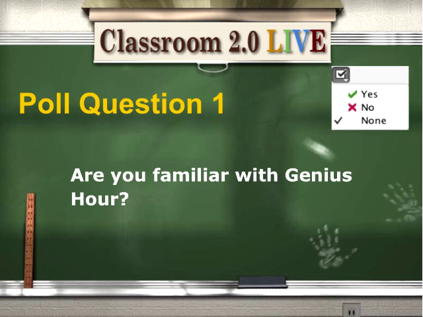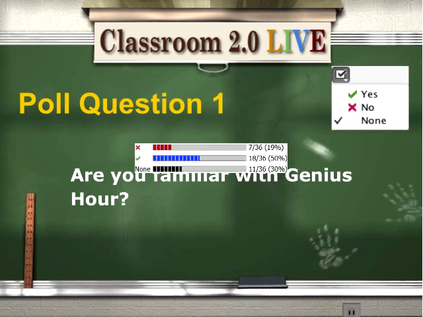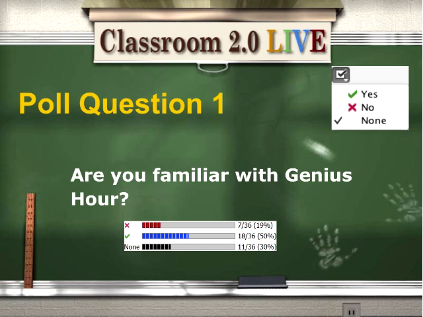So we have three poll questions for you today. Remember, the voting option is just below your name on the right, that little check mark. So if you click on the check mark and select your option: are you familiar with Genius Hour? It's a green check for yes and a red X for no. Still waiting for a few people to vote there. Great. Let me publish the results so far. More than 50% of the session today are familiar with Genius Hour.